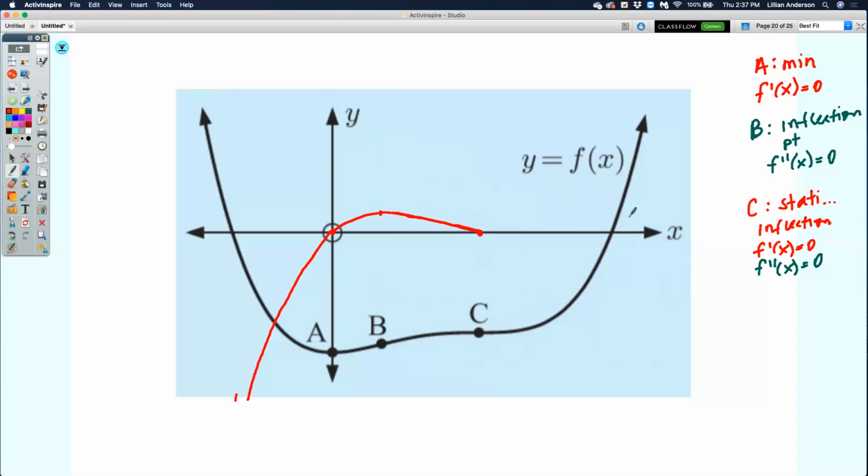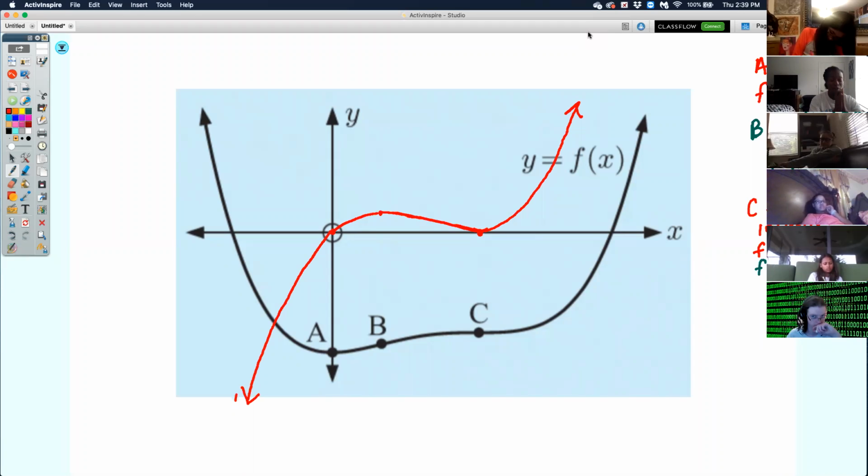After C until infinity, the function is increasing, which means that the first derivative is still positive. So it doesn't go below the x-axis because basically from A until infinity, the function is still continuing to increase. So I need to be above the x-axis until positive infinity. And that would be the graph of your first derivative.